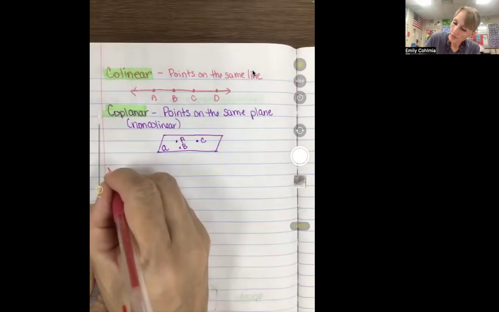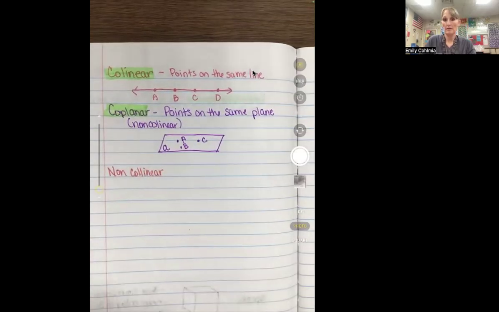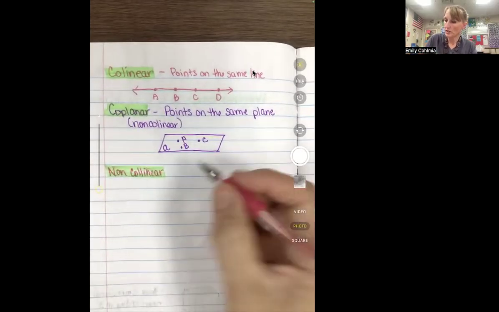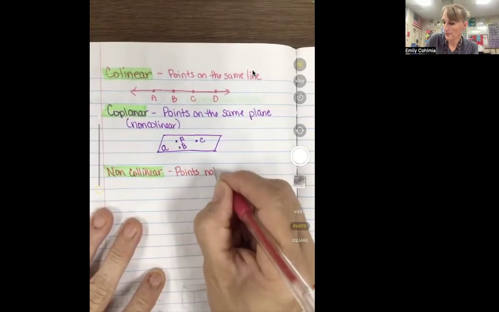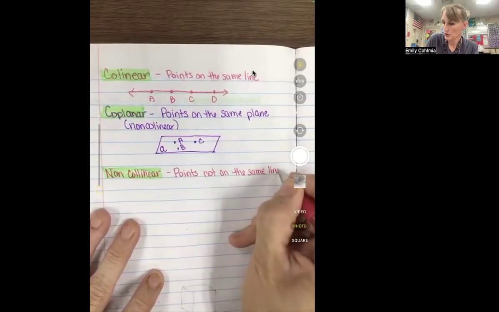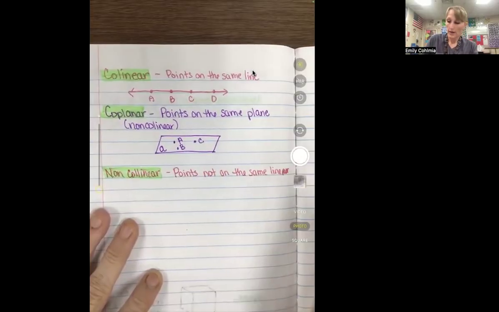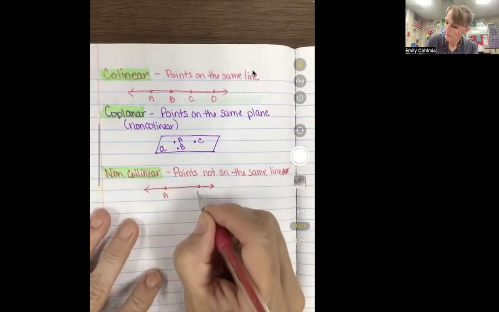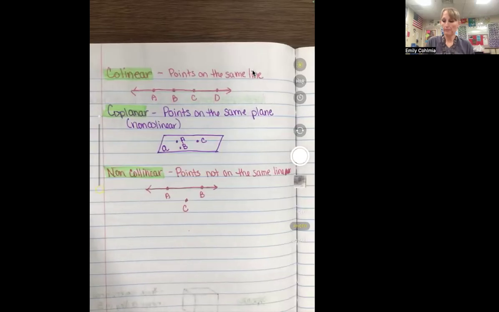Non-collinear, again, is also a vocabulary term. And the non just pretty much tells you what you need to know. They are points not on the same line. Just use a little negation there, not on the same line. So let's say here's our line and we have points A and B, but point C is down here. So point C is non-collinear to points A and B.